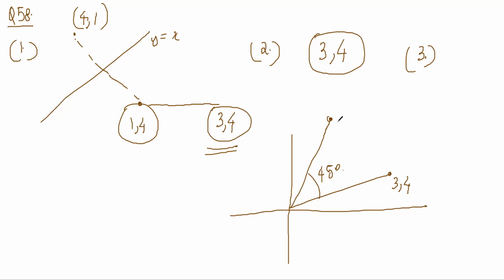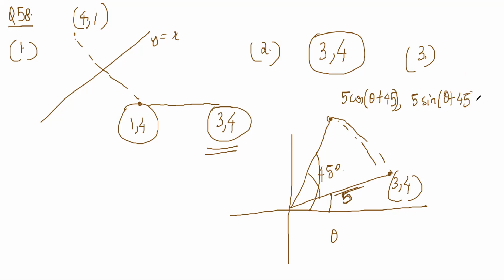What is the problem? We have discussed this rotation, no? This is just 5 units, right? Rotate the line here, it will become theta plus 45. 5 cos theta plus 45, comma 5 sine theta plus 45. We have discussed this, yes.